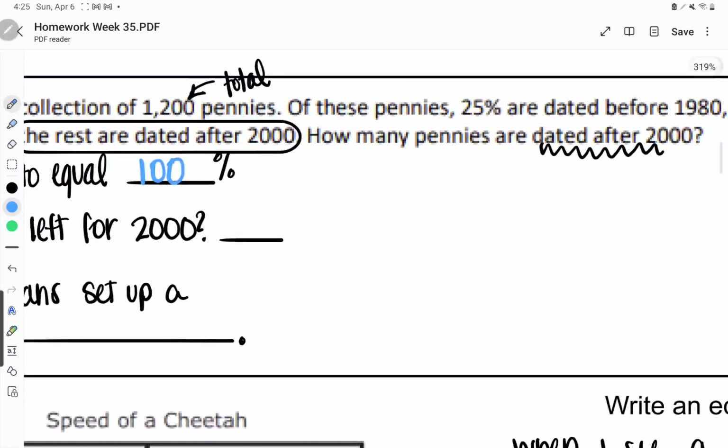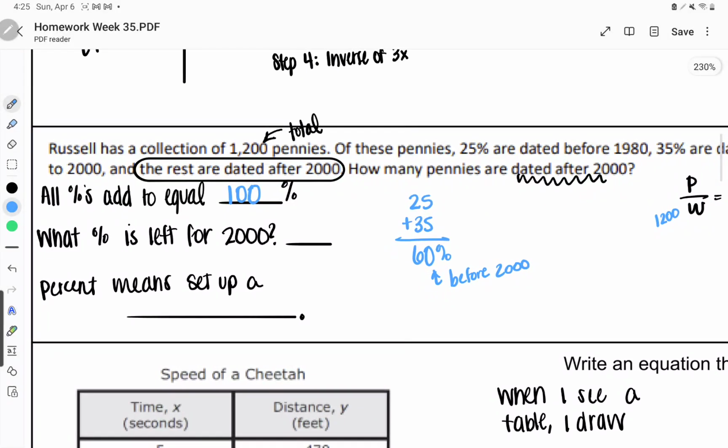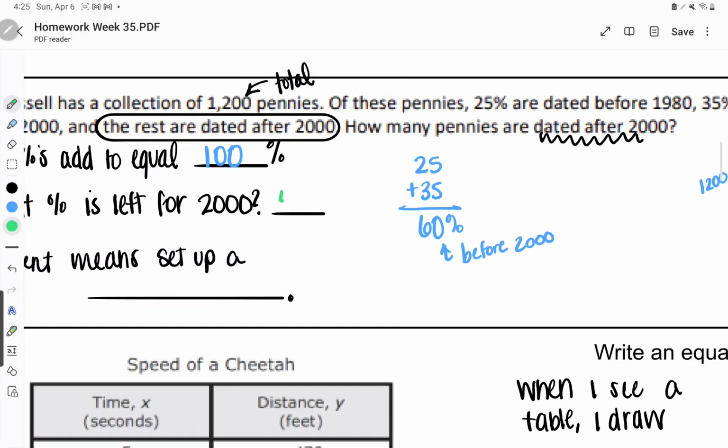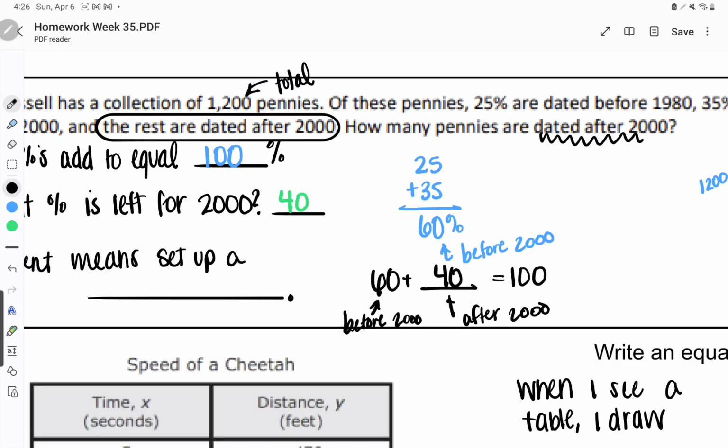So what would I do? I would add 25 plus 35, and that would tell me 60%. Now this 60% is before 2000. I want all pennies after 2000. So what percent is left for after 2000? We would find that 40% is left, because I know that 60 plus 40 is going to equal my 100%. So this is before 2000, and this is after 2000. So it's going to be a total of 40% for after 2000.